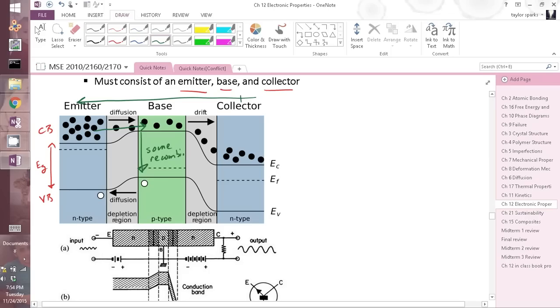But the trick is to make this region, your base region, as thin as possible. You make it very thin so you don't get too much recombination. And then the ones that are able to make it through that region without recombining go and drift into this collector region. And this drop in energy due to the voltage that you have applied is a big drop, so they go downhill in energy. So they're strongly accelerated through there. And in doing so, they amplify the signal. The voltage is increased here.